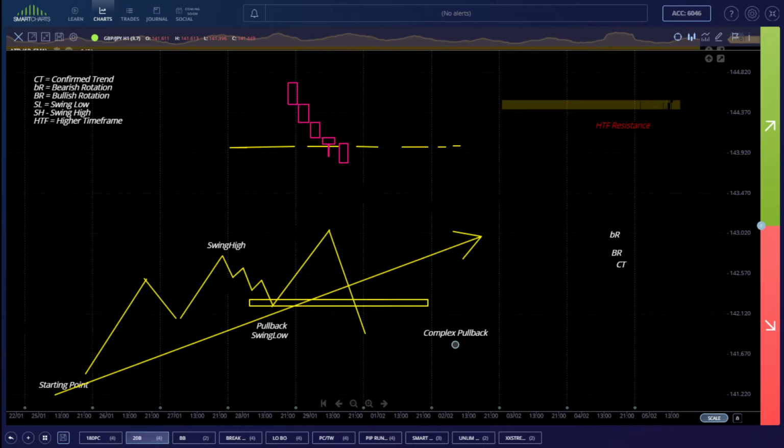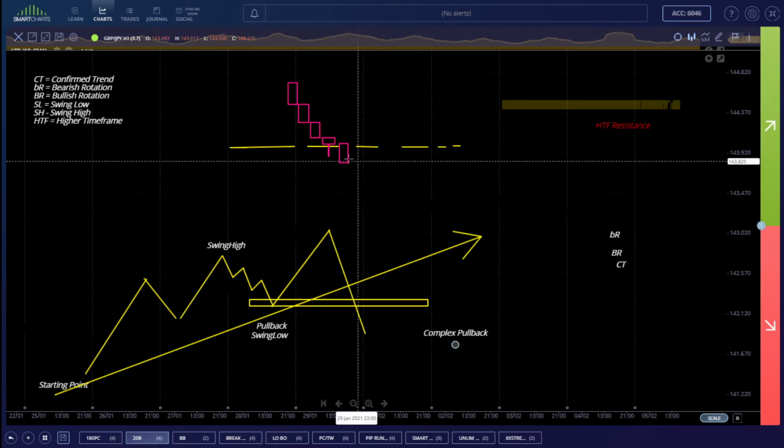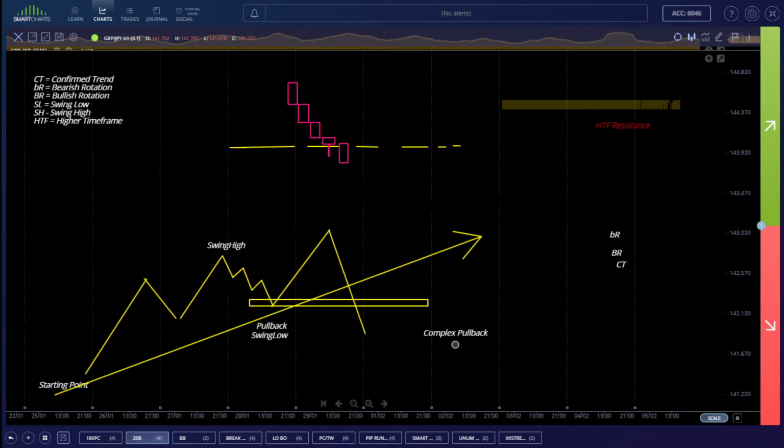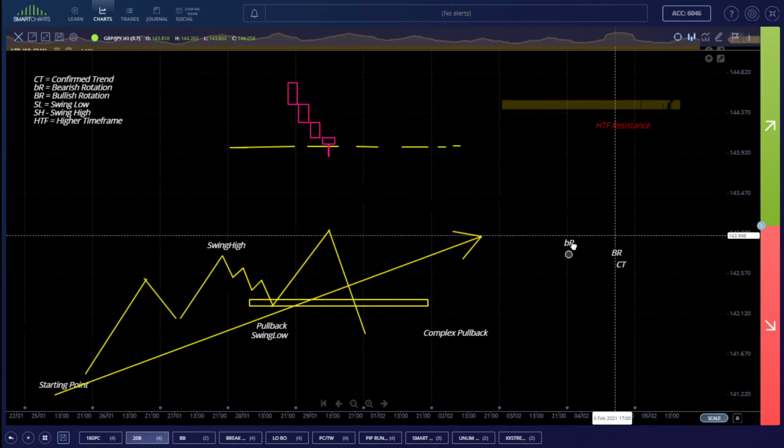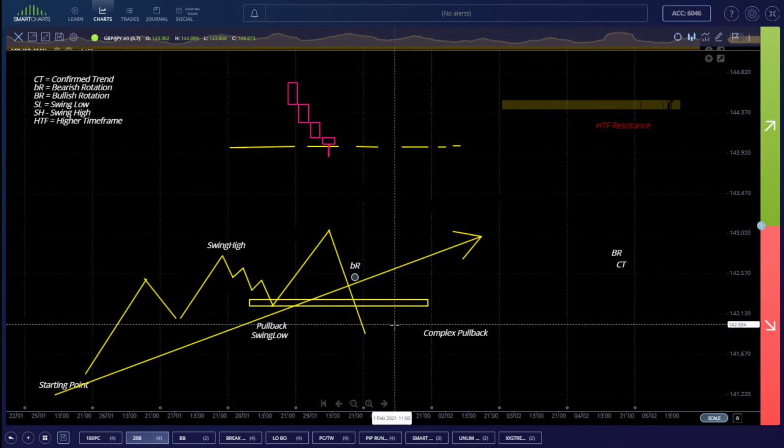We can, at this time, get fake out candles. We can get candles that will make a fake out, but I'll cover that in a different topic. A fake out would look something like that. But let's just say that once you've got a candle that closes lower, then this is a bearish rotation. This is a bearish rotation leg. It doesn't mean the trend has changed.